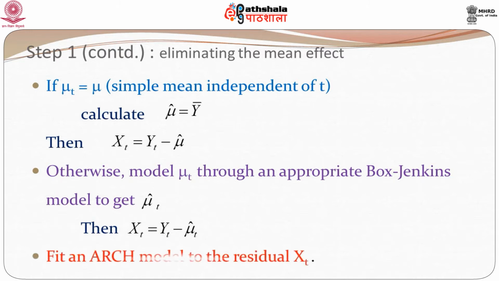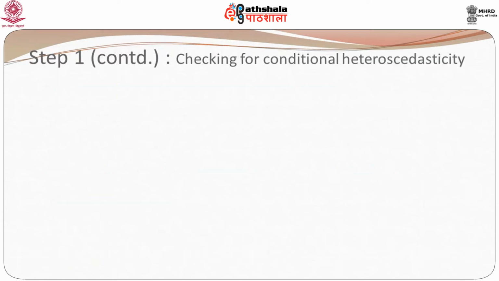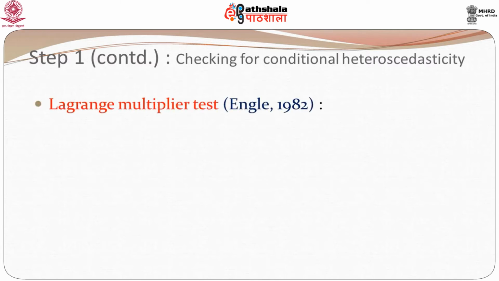And now we need to fit or check first for variance non-stationarity or volatility of the residuals x t. If there is non-stationarity in the variance of x t, then we need to fit an appropriate volatility model, and the simplest of them would be the ARCH model. So, this is the first thing that we need to do. So, suppose we assume that we have estimated mu t and eliminated it. So, now instead of y t we have x t. Now, we need to check whether there is heteroscedasticity in the x t's.